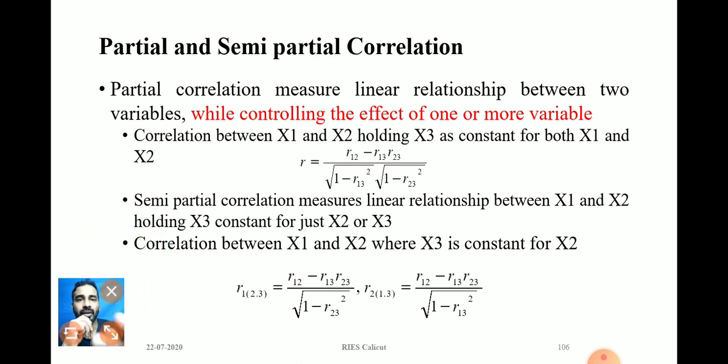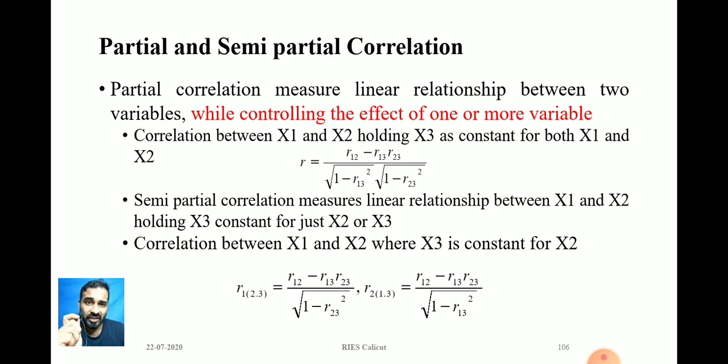Then coming to partial or semi-partial correlation. Partial correlation measures the linear correlation between two variables while controlling the effect of other variables. If you want to find the correlation between x1 and x2, holding x3 constant for both x1 and x2, then this is what we call partial correlation.